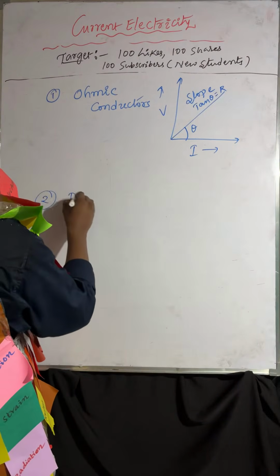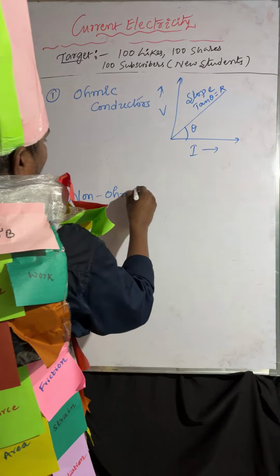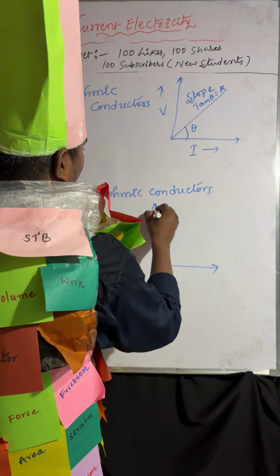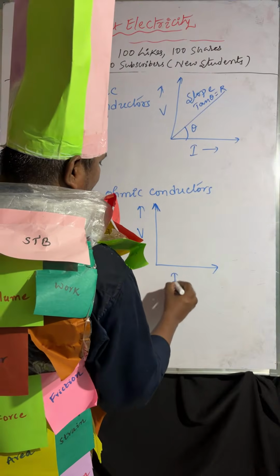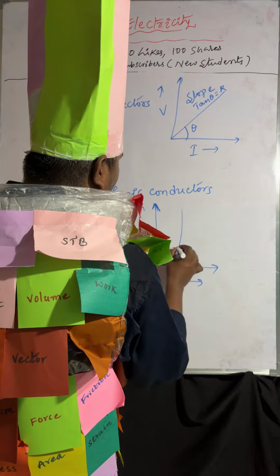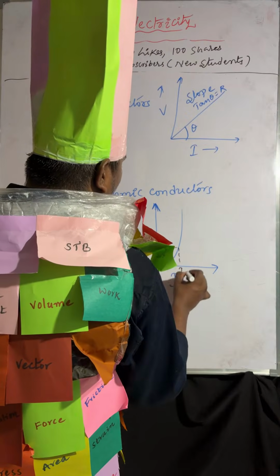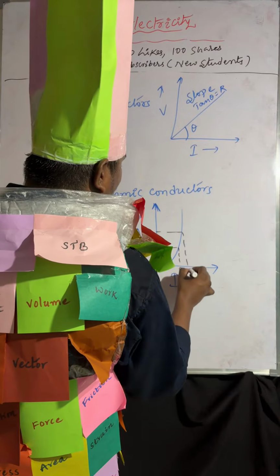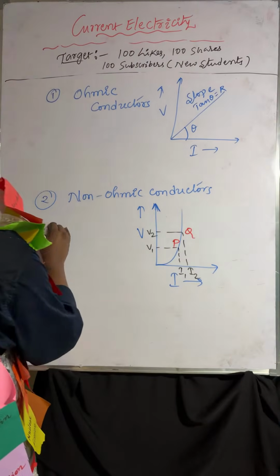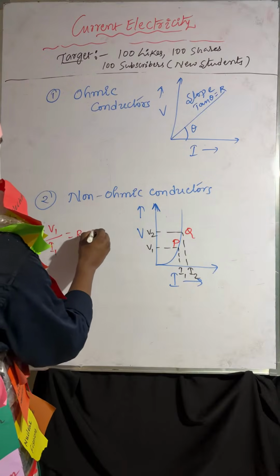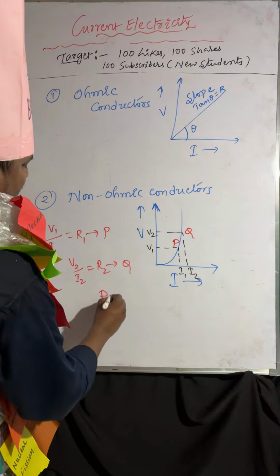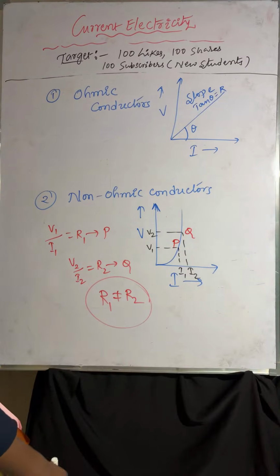For non-ohmic conductors, the graph is a curve. Here V is on the y-axis and I on the x-axis, and the graph is curve. Here you can observe V1 and I1, and V2 and I2. I am taking the points P and Q. Here V1 by I1 equals R1 at P, and V2 by I2 equals R2 at Q, but R1 is not equal to R2.